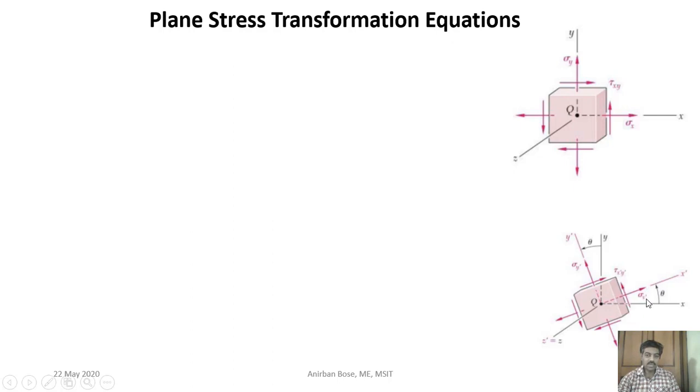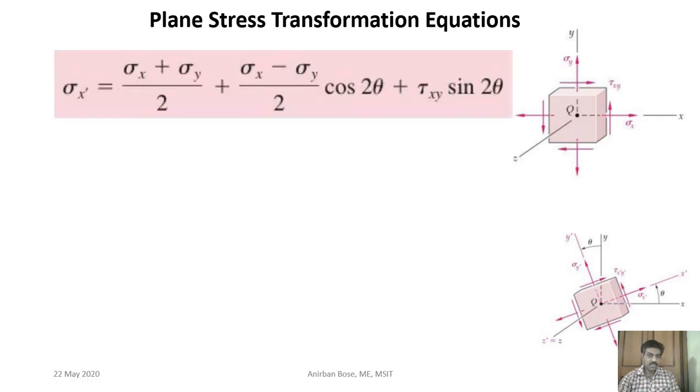That means we want to find out what is sigma x prime, what is tau x prime y prime, or what is sigma y prime, if the rotation is by an angle theta. So these prime components are related to sigma x, sigma y and tau xy by the stress transformation equations. What is that relation? Here you can see the normal component in the x prime direction will be equal to (sigma x plus sigma y) by 2 plus (sigma x minus sigma y) by 2 cos 2 theta plus tau xy sin 2 theta.